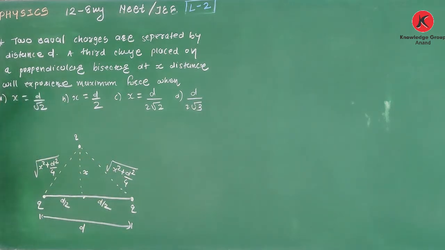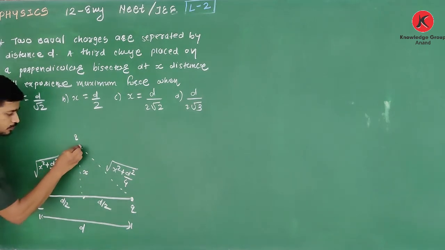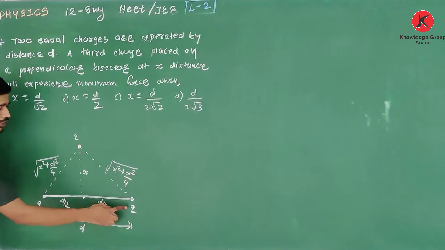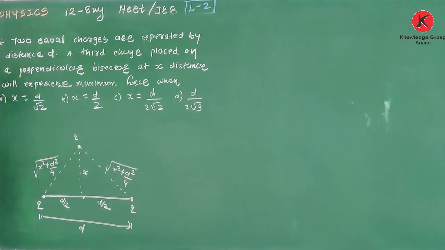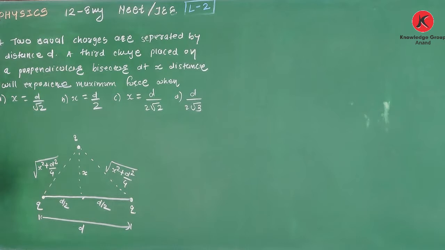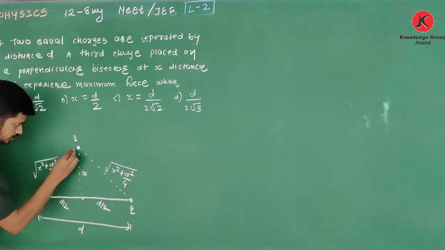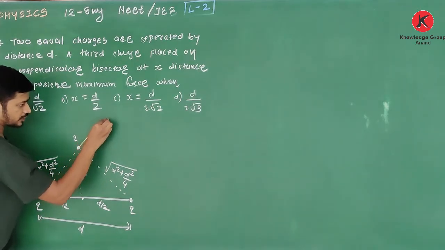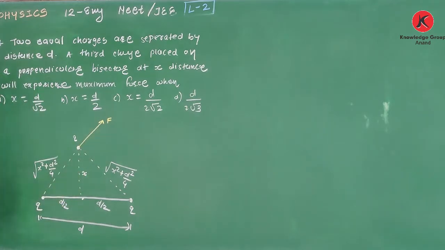Simple? So these two charges are of equal magnitude and the distance is the same. So at this point, due to this charge and due to this charge, the forces will have the same magnitude. Now about direction, see how to draw it. Due to this charge, the force acts in this direction, F. Yes or no? Due to this charge, the force acts in this direction. Clear about this? Now I will resolve these forces into two components.